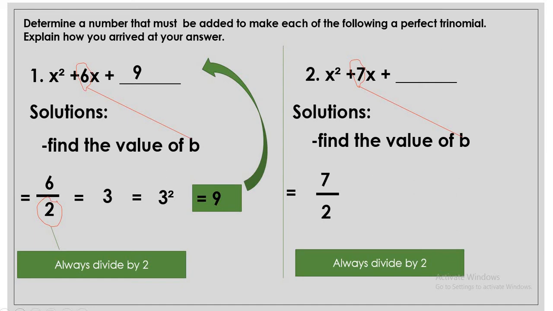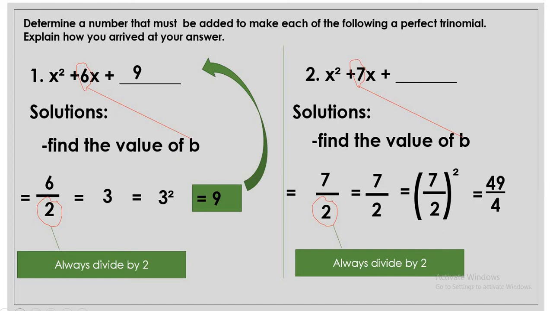And 7 divided by 2, we will have a decimal number here. So what we are going to do is stick with 7 over 2. Then we will square it, 7 over 2 squared, and it will become 49 over 4, because 7 squared is 49, or 7 times 7, and 2 squared is 4, or 2 times 2. Then 49 over 4 is the missing number.